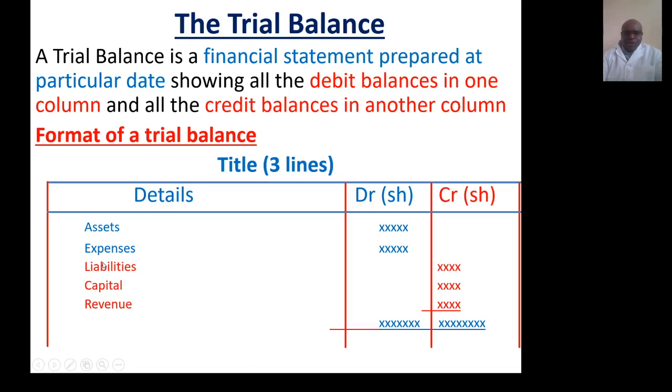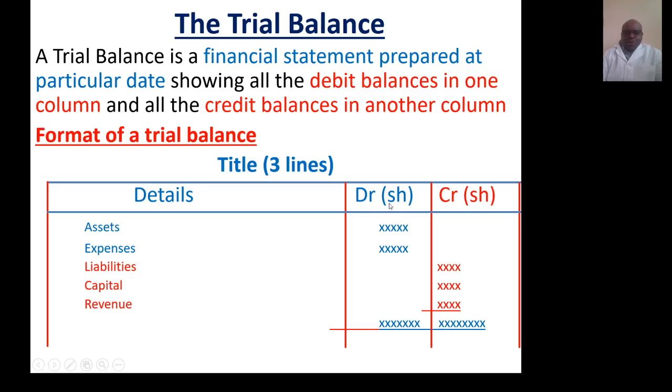The format of a trial balance. The title has 3 lines. The company name, the name trial balance, and the period when you're preparing that trial balance. Then we have the details column, the debit column, and credit column.